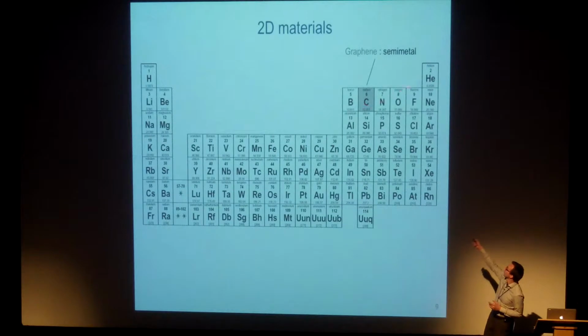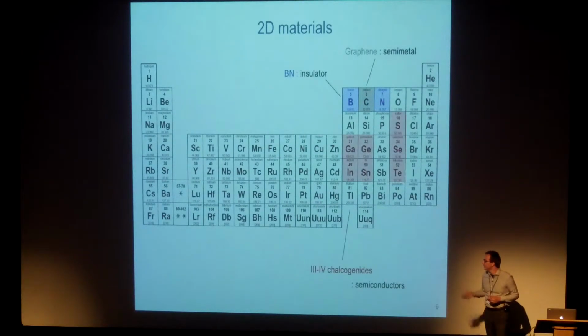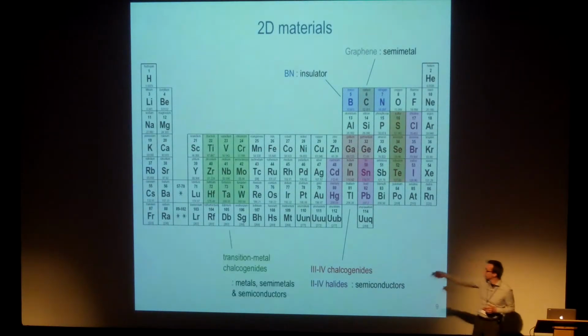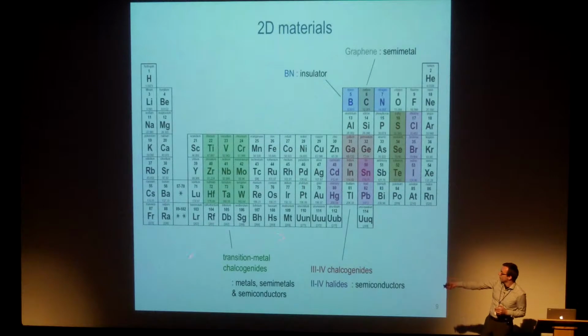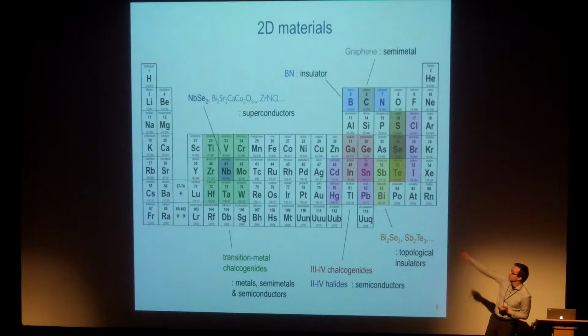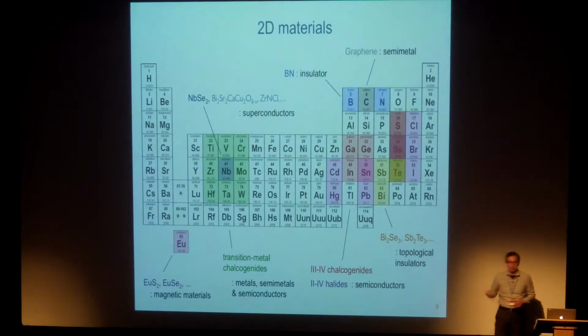So graphene, which is a semi-metal, we find over there; there's boron nitride, which is an insulator; a class of III-VI chalcogenides and II-IV halides, which are semiconductors; a family of transition metal chalcogenides, which can be metals, semi-metals, and semiconductors; as well as more exotic systems such as, let's say, bismuth selenide, a topological insulator. There are superconductors, magnetic materials, and many, many more which can find a place on the slide. So a large variety of systems.